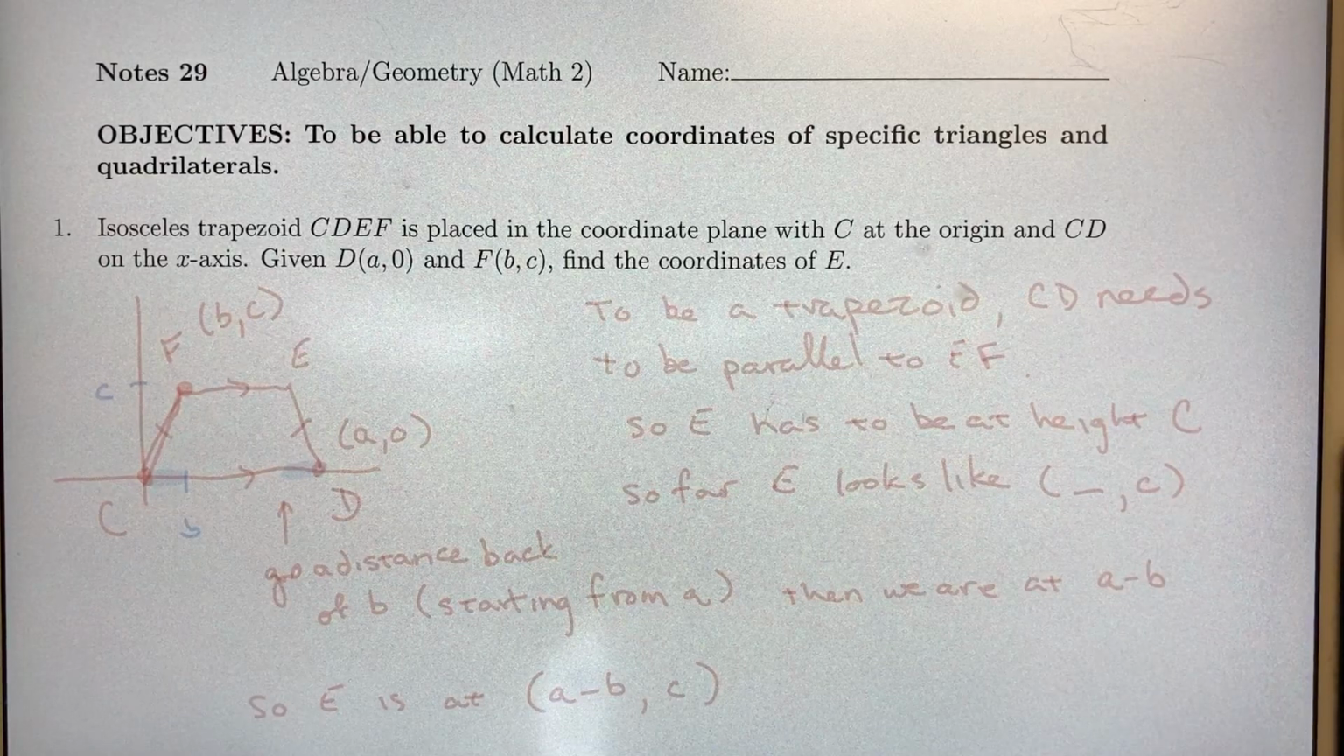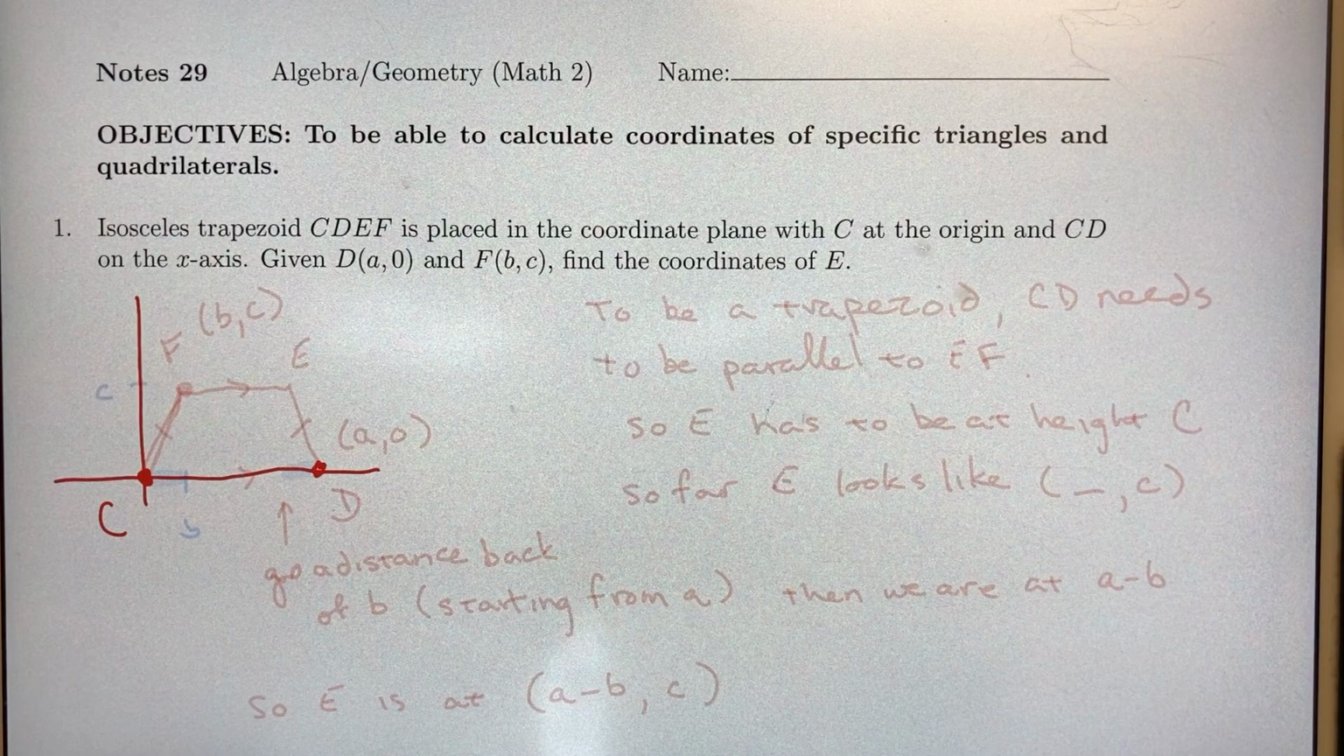All right, no numbers. Don't panic. Let's just draw some pictures. It says it's placed in the coordinate plane. They also call these on the coordinate axes. But that doesn't mean that the points have to be on the axes. Let's see. C is at the origin. D is on the x-axis at A, 0.